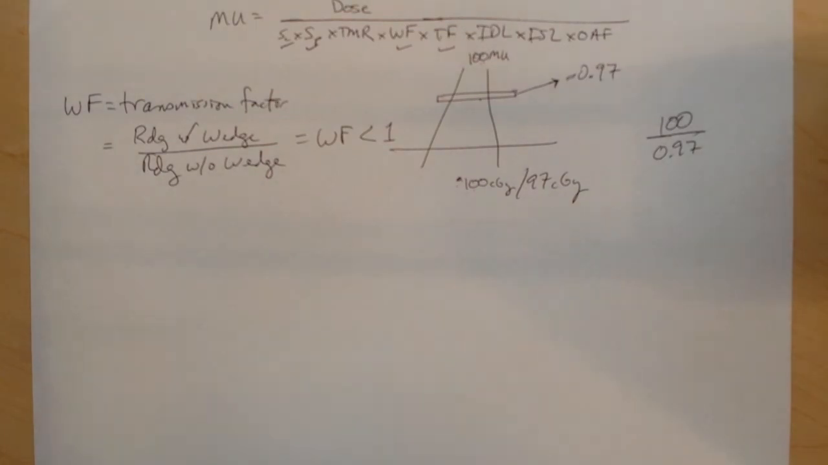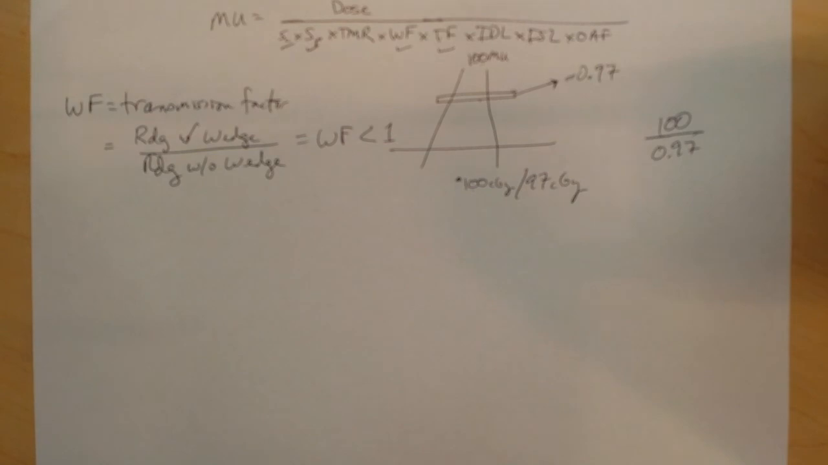Now, as a dosimetrist, if you forget to put the wedge factor in your monitor unit, you will potentially underdose the patient by a lot. I should say, if the dosimetrist forgets to put the wedge factor in the patient, we will underdose the patient. If the therapist forgets to put the wedge in the machine, you will overdose the patient. Okay? Well, how does that work?